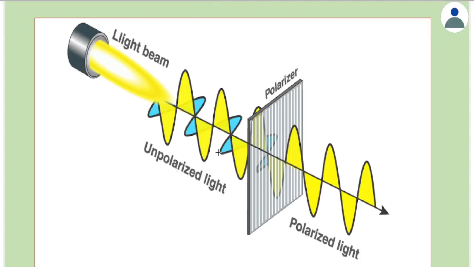So as seen here, we have an electromagnetic wave which contains all the possible vibrations. We put an arrangement, a device, or a crystal called a polarizer. This crystal will limit or restrict the vibrations to only one plane. So as seen here, what we get out of this is the electric field confined to only one plane. So this is called polarized light.